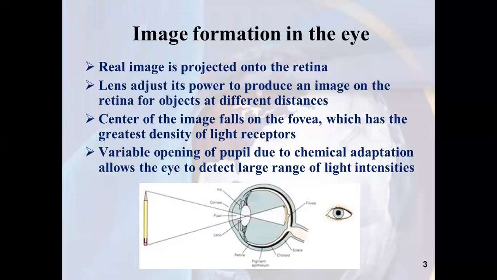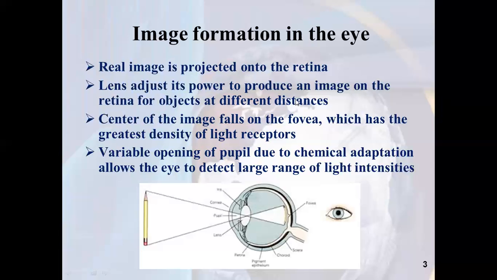The pupil has a variable opening due to chemical adaptation, which allows the eye to detect large ranges of light intensity. So the objective of the pupil is to adjust the opening and the closure according to the light intensity, if the light is strong or if the light is low.